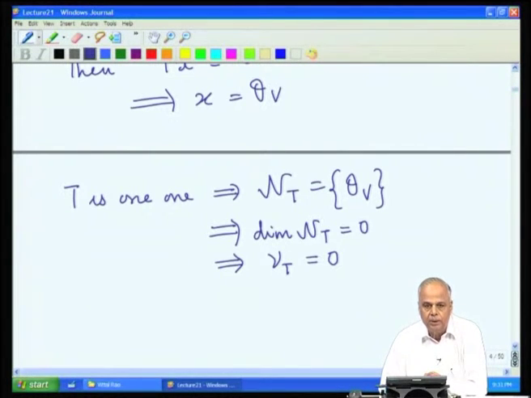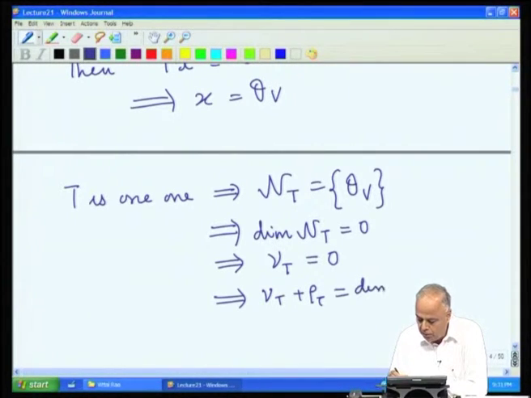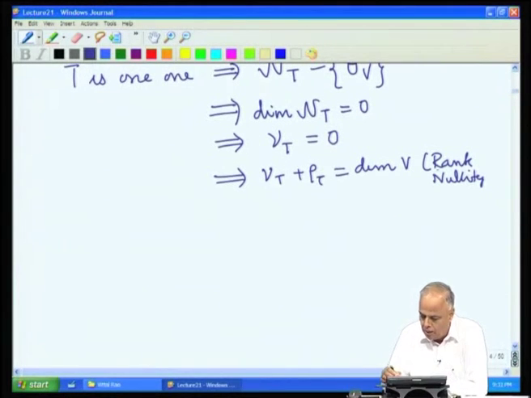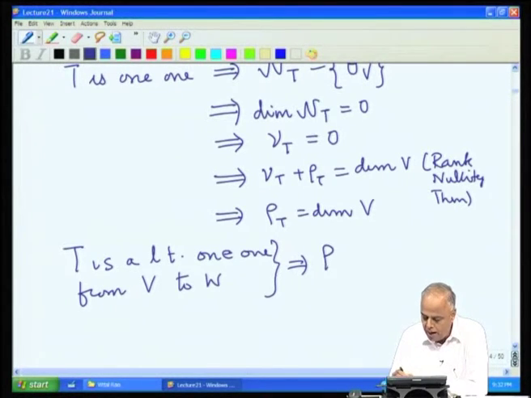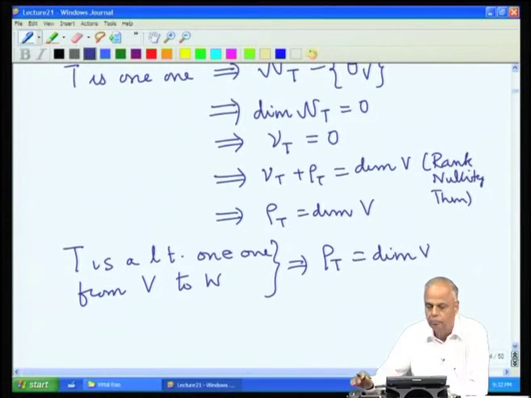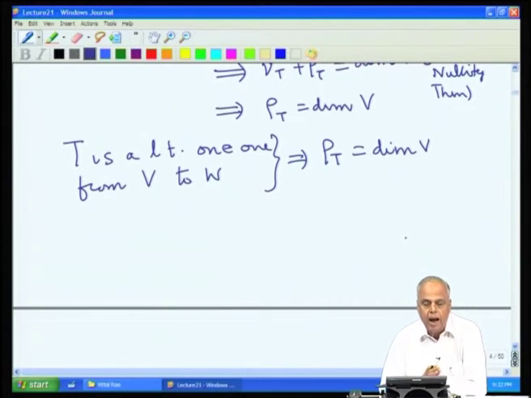But the rank nullity theorem told us that the nullity of T plus the rank of T is the dimension of V. So, we have nu T plus rho T is equal to the dimension of V. Now, since nu T is 0, we have rho T is equal to the dimension of V. Therefore, if T is a 1-1 linear transformation from V to W, the rank of T must be equal to the dimension of V. So, the rank of a 1-1 transformation is always equal to the dimension of the domain space.